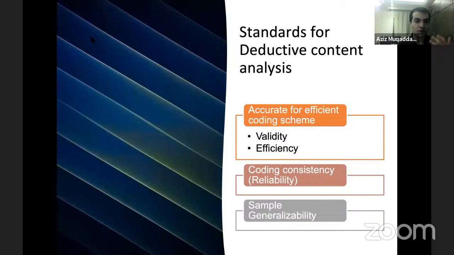In order to know that you're reading good content analysis, there are three major issues that will affect the quality of the work. First one is the accuracy and efficiency of the coding scheme. Then we have the consistency of the coding process itself, and then the generalizability of the sample. And we're going to go over them one by one.